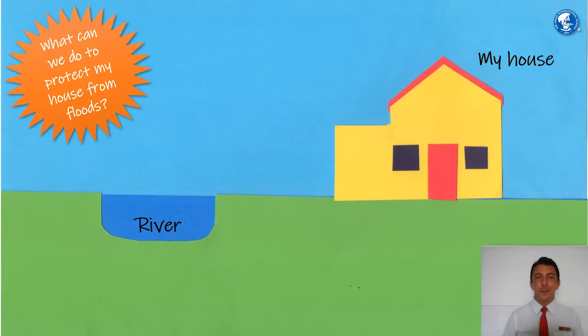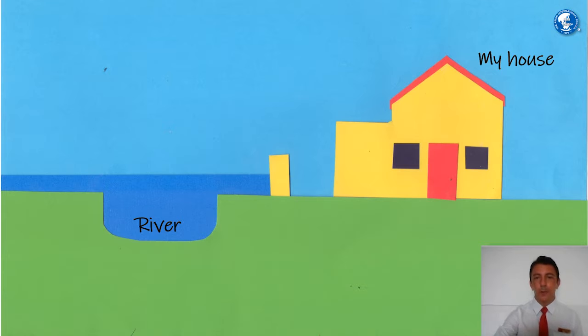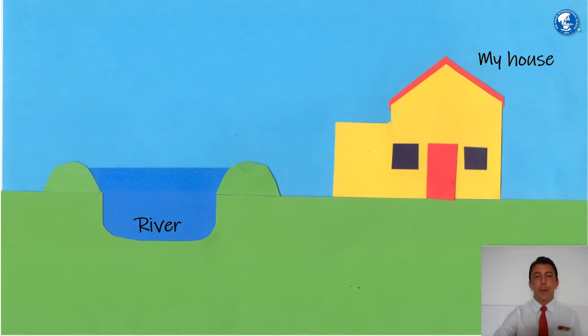So I want you to think, what can we do to protect my house from floods? What ideas do you have? Well, perhaps I could build some kind of wall to keep the floodwater away from my house. Maybe I could build up the sides of the river to keep the water in.